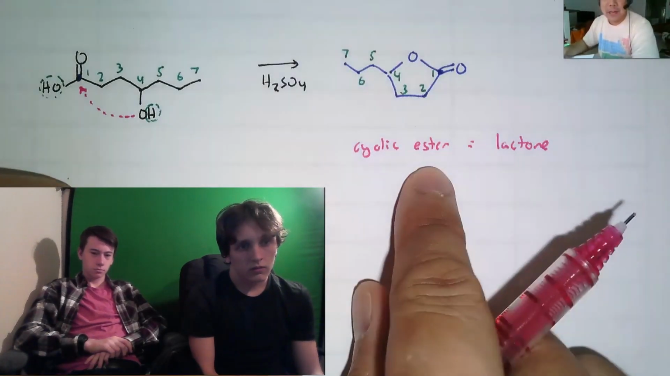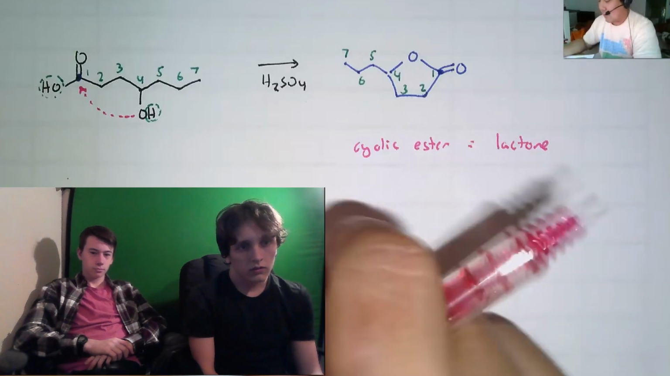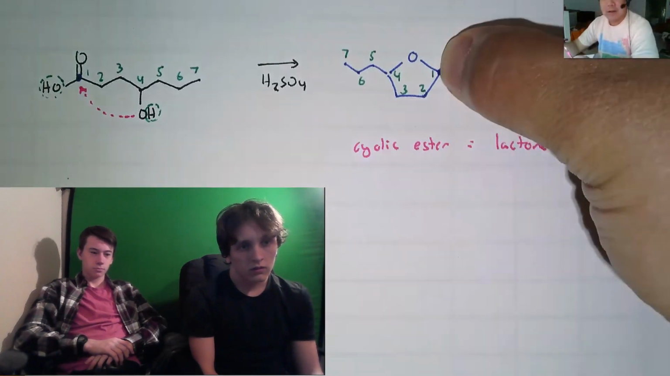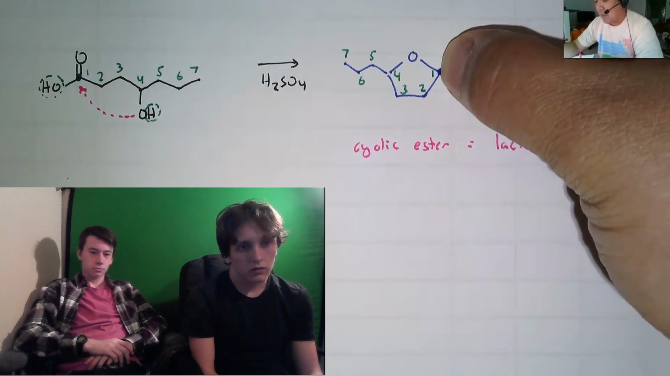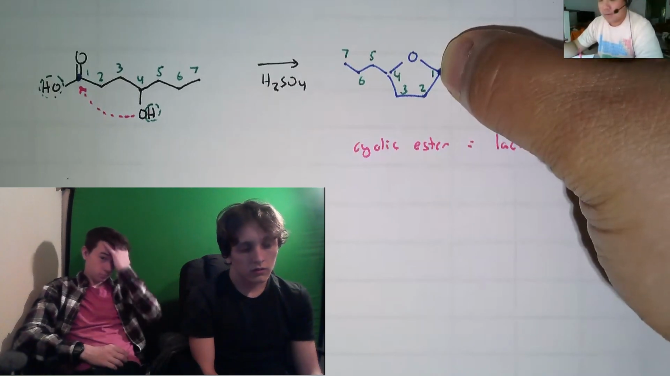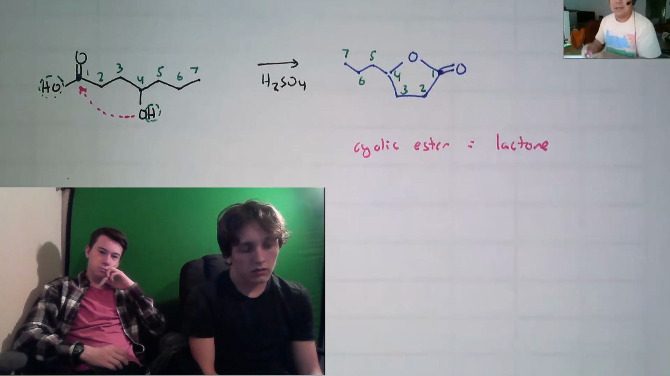Don't get this confused with ether. We have done a lot of ether stuff, right? Ether is, well, this could be an ether, right? It's an oxygen with a carbon bond to carbon on each side, and nothing else. Okay, so that is how you would go about making the cyclic ester, which is a lactone.